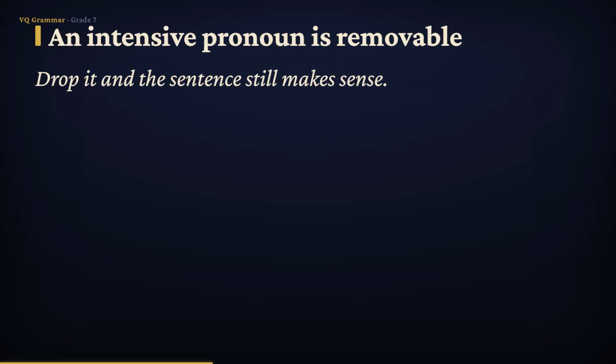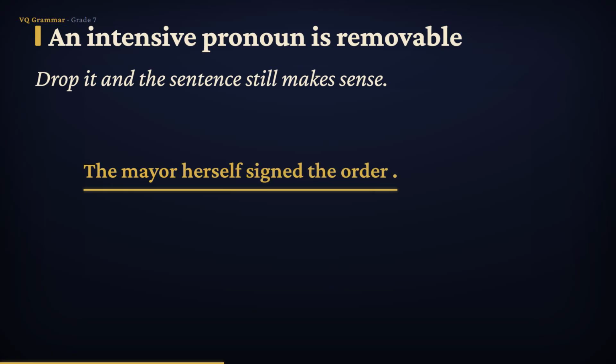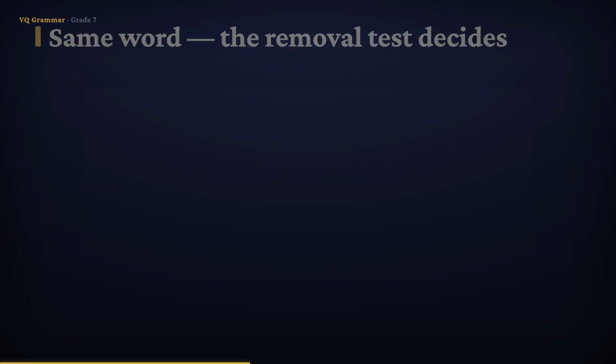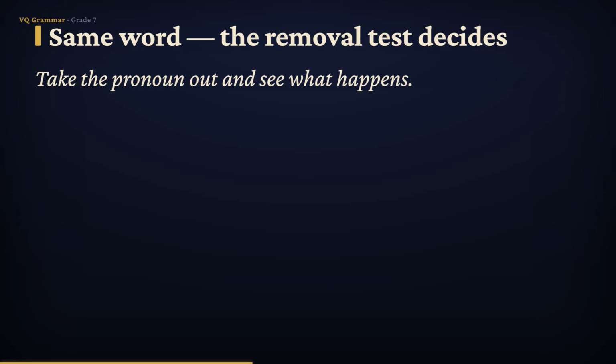And here's the telltale sign of an intensive pronoun. You can remove it, and the sentence still makes complete sense. Watch. The mayor herself signed the order. Now drop herself. The mayor signed the order. That still works perfectly. It just loses a little emphasis. Because the sentence survives without it, the pronoun was only there for emphasis. An intensive pronoun is removable. The reflexive one is not. So the same 8 words play both roles.